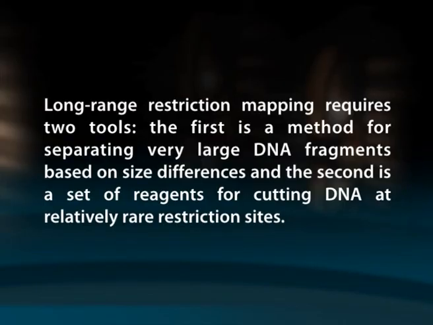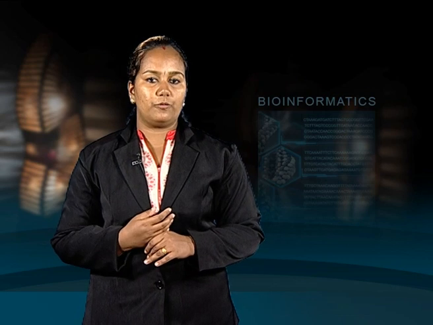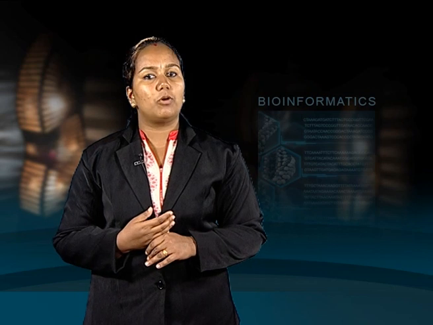Long range restriction mapping requires two tools. The first is a method for separating very large DNA fragments based on size differences, and the second is a set of reagents for cutting DNA at relatively rare restriction sites. The required methodology was invented by Schwartz and Cantor and is known as pulsed field gel electrophoresis. PFGE permits the physical separation of DNA molecules that vary in size up to 9 megabase.